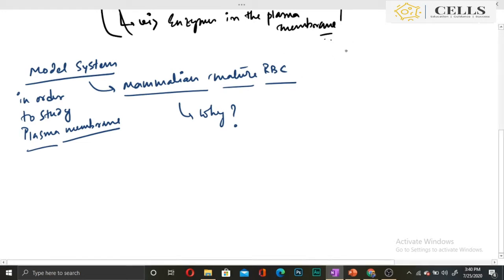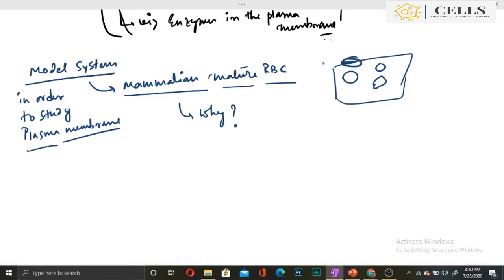Suppose we take a particular cell, say a hepatic cell. In other kinds of cells, you have the plasma membrane, you have the mitochondrial membrane, you have the chloroplast membrane, you have the lysosomal membrane. So these are all unique membranes, and this is your plasma membrane. So now, in order to have only the plasma membrane, if you take the mammalian mature RBC, the answer will be that the RBC is not contaminated with other organelle membranes.